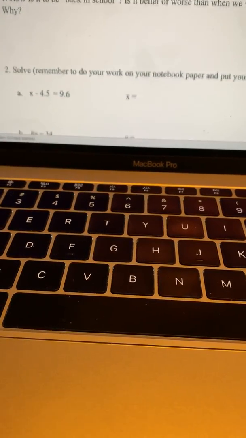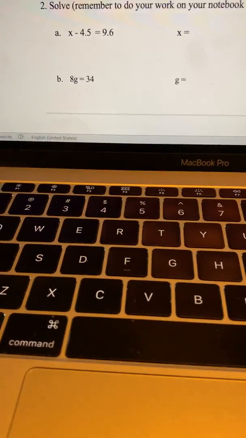For number 2, write down your questions on your piece of lined paper, and then once you've written them down and solved them, you should come back and unpause. So right now, go ahead and pause.